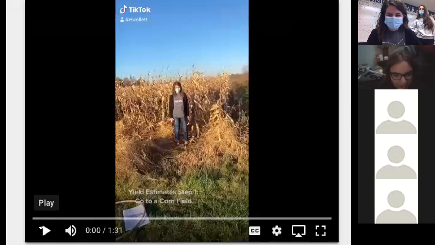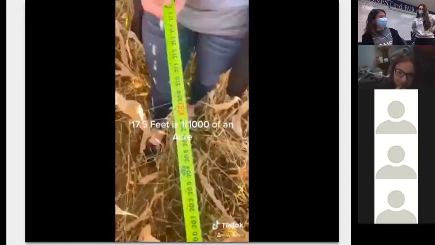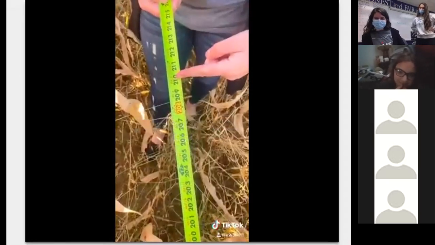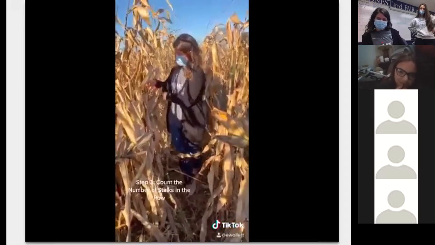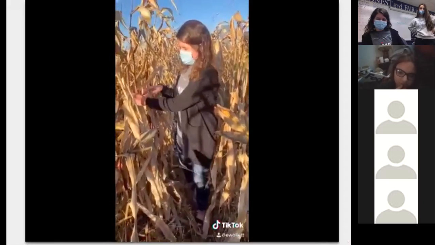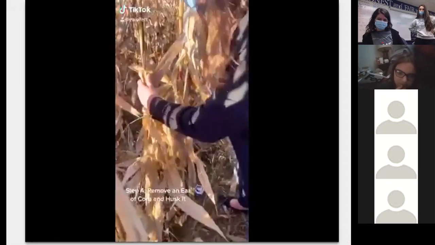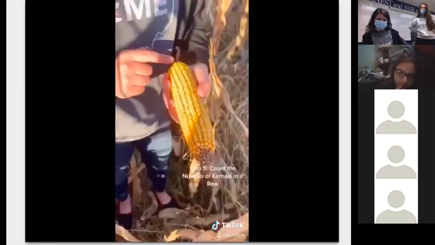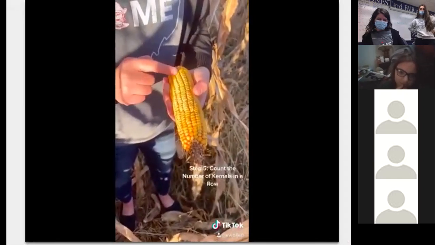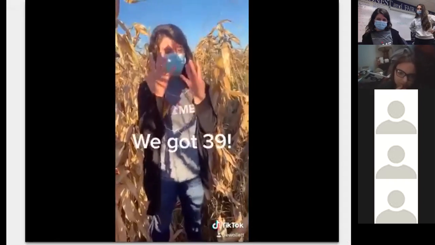Okay. To figure out how many bushels of corn you can get from a cornfield, you have to go to a cornfield. Measure 17.5 feet into the field because that's 1/1000th of an acre. Then you're going to count the number of stalks in each row. When we did this, we got 20. Then you're going to remove an ear. To figure out how many kernels you can get in an acre, break an ear of corn off the stalk and go ahead and husk it. Then you're going to count the number of kernels in a row on the ear of corn. Once you've done that, we got 39.